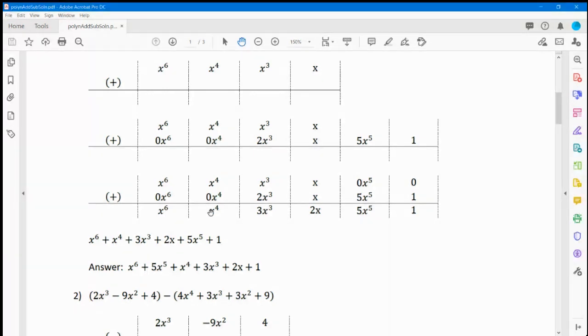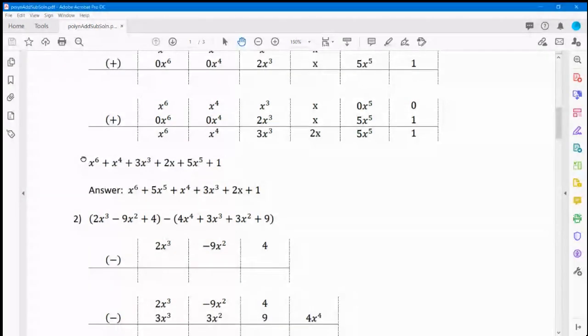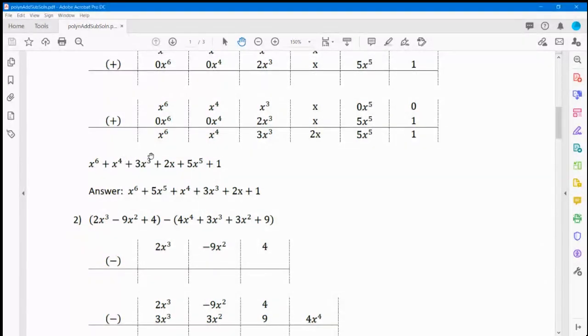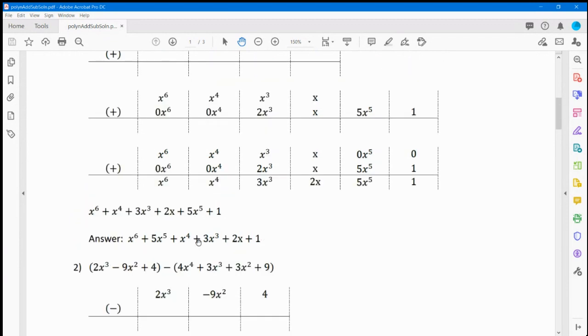So these are the terms of the answer, and we could write it out. But again, you want the answer to be in standard form. There's no zeros here, but the 5x to the 5th is not going to go here, because you want the exponents of x decreasing as you read from left to right. So this has to go here. And that's what we do. That's our first example.